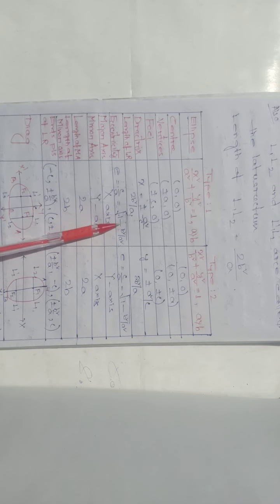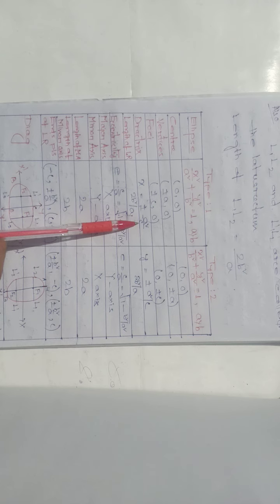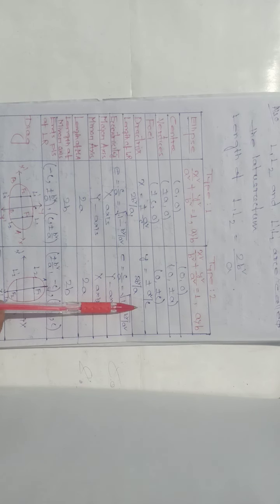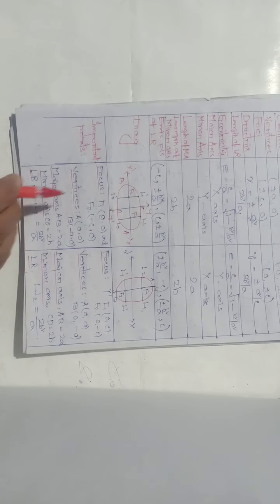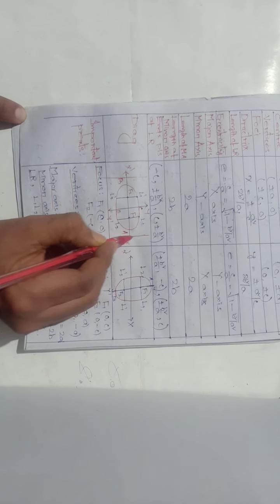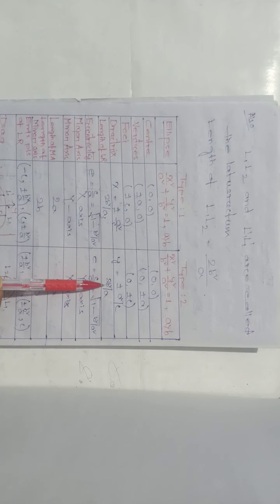Directrix: x equal to plus minus a square by c, and y equal to plus minus a square by c, right? Directrix is nothing but the boundary line. And next is length of latus rectum, as I have told, 2b square by a, is also 2b square by a.